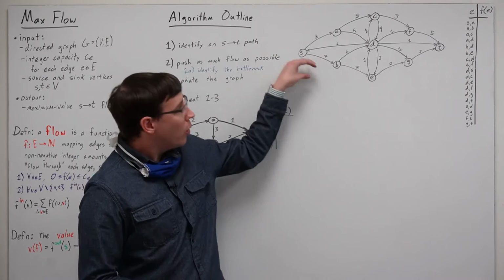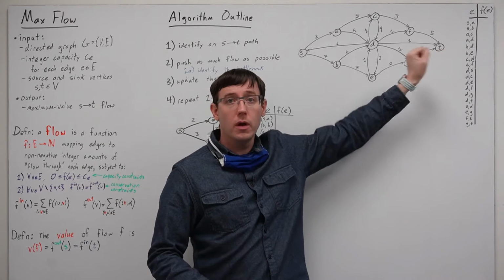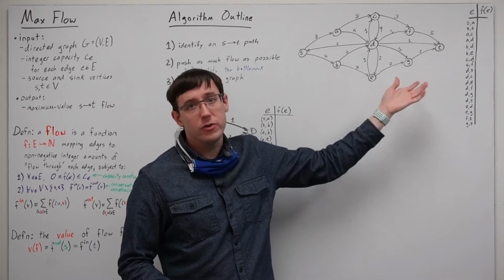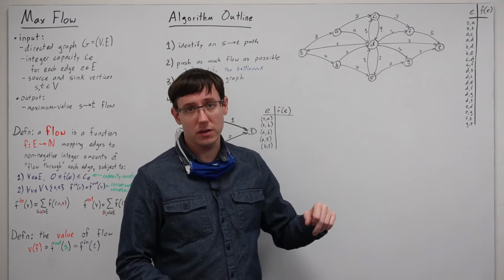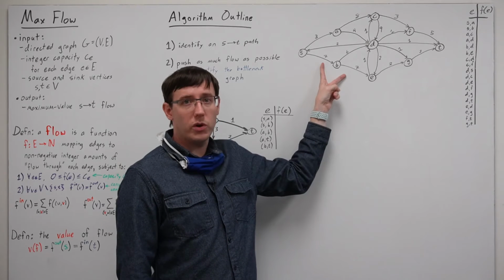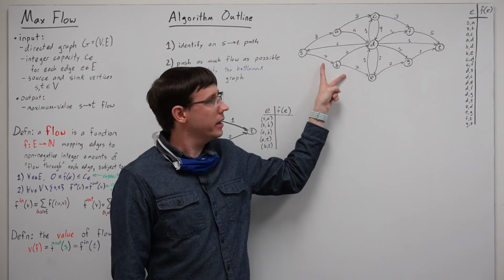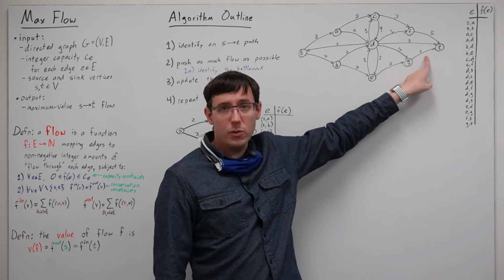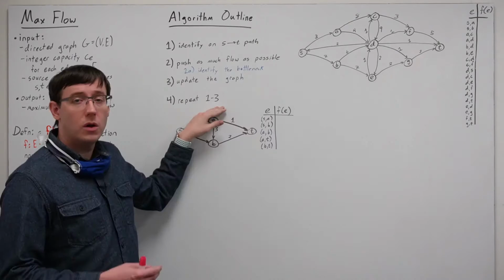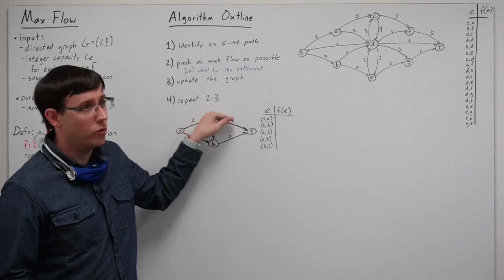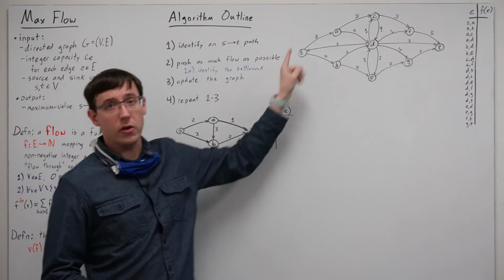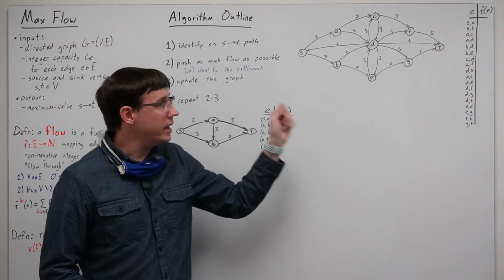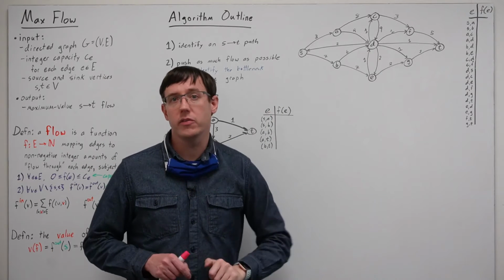We could then push 2 units of flow along this path and update the graph to indicate the remaining capacities. So these 2 edges would only have capacity 5 remaining. This edge would be used up entirely, and this edge would have a remaining capacity of 1. Once we've updated the graph, we can repeat, finding some other path from S to T, and continue as long as there are any paths remaining from S to T in the graph.